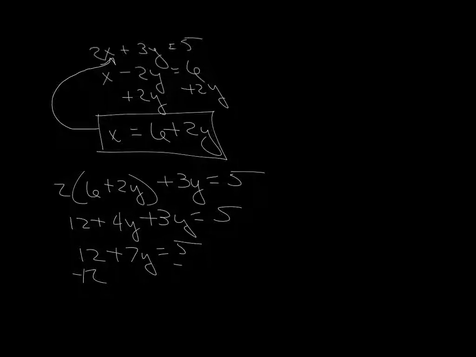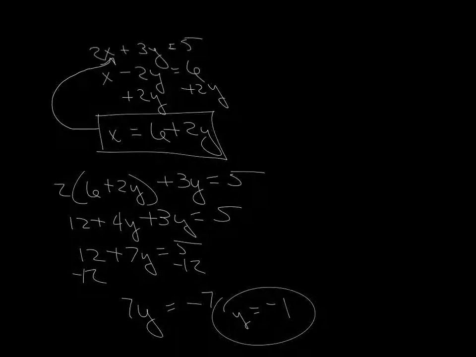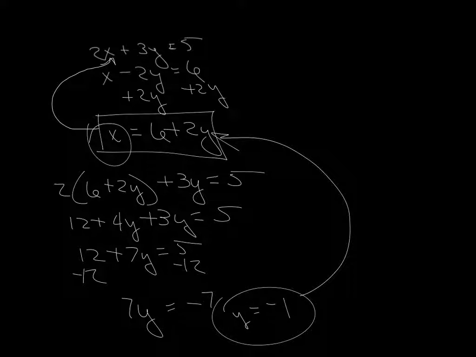Subtract 12, and I got 7y equals negative 7. So y equals negative 1 for that one right there. Now I go back and I take my y equals negative 1 and I plug it into any of the equations, doesn't matter, but that's the easiest one since it's already set up to find x.